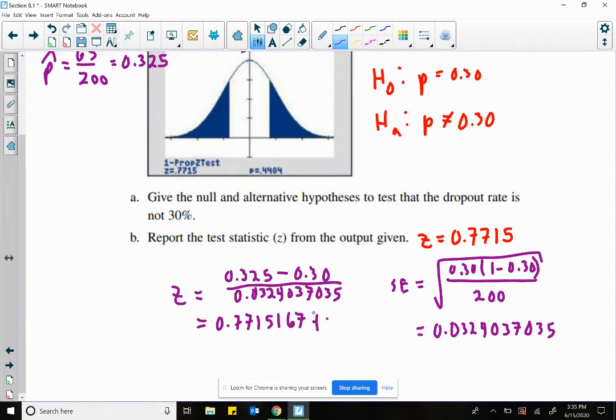So 4, 9, and 6. Which again, there it is, 0.7715. Over here, you actually see the p-value, okay, and what it is, which we'll talk about later. All right. So there you go. You found the z-score.